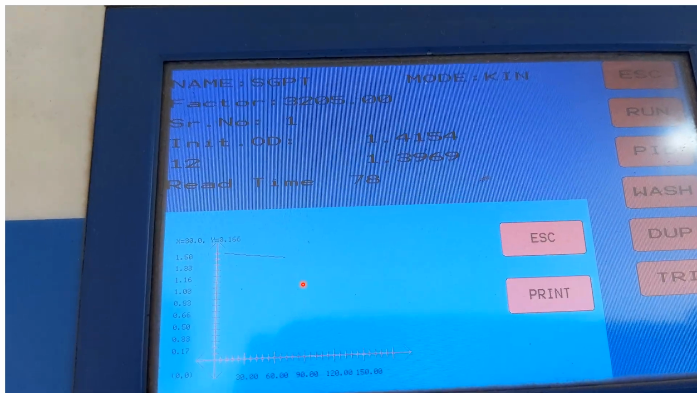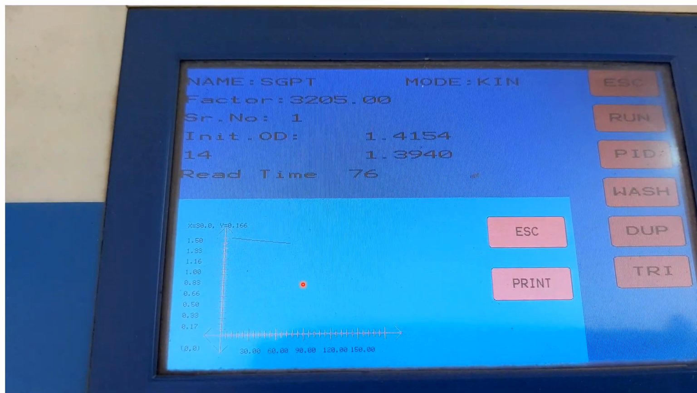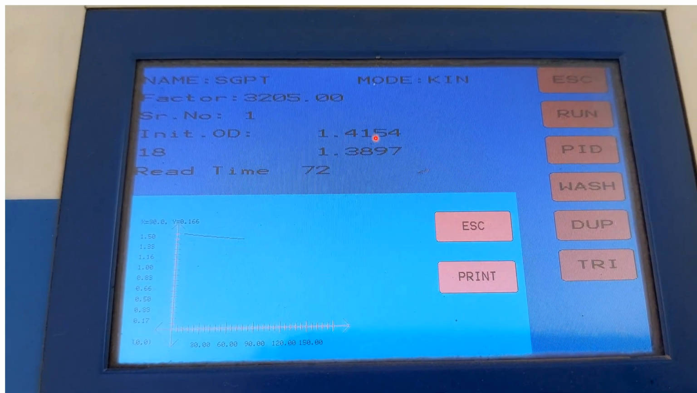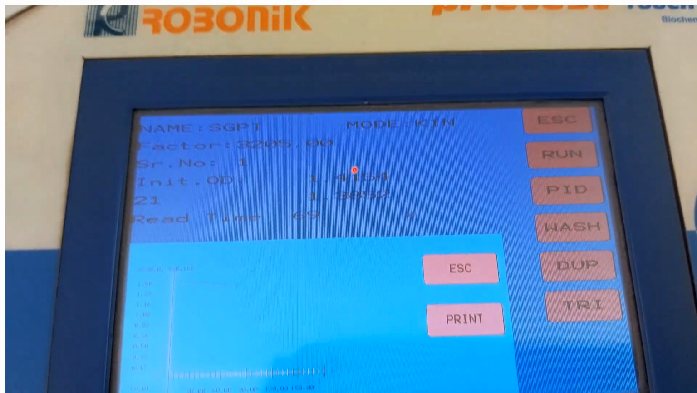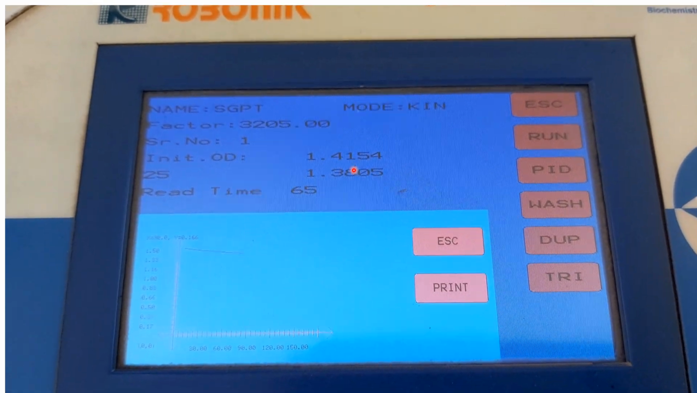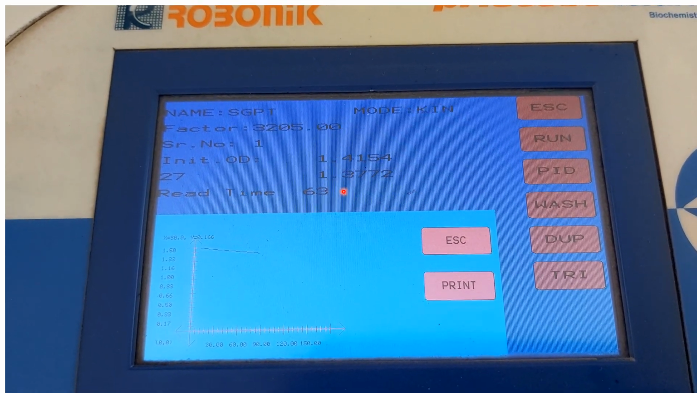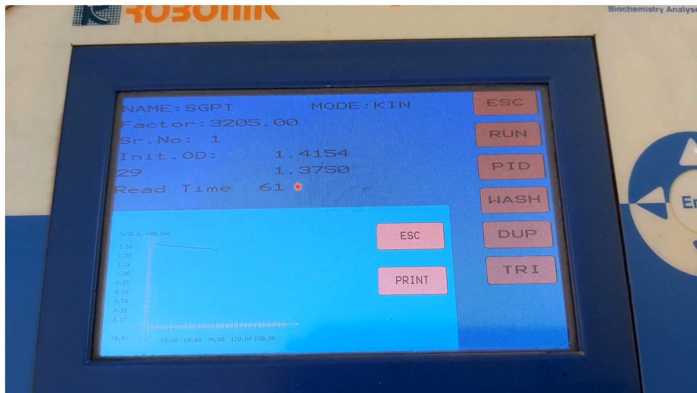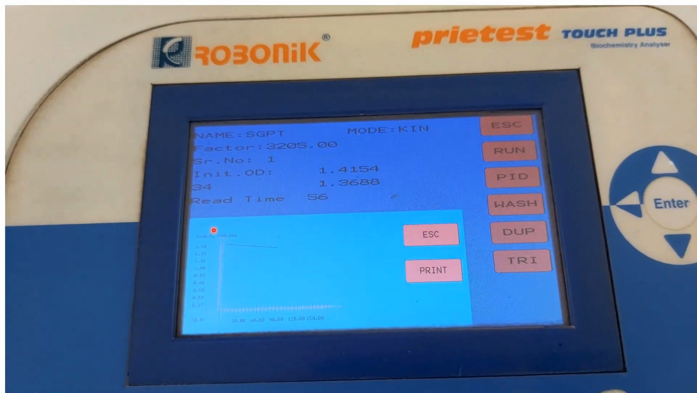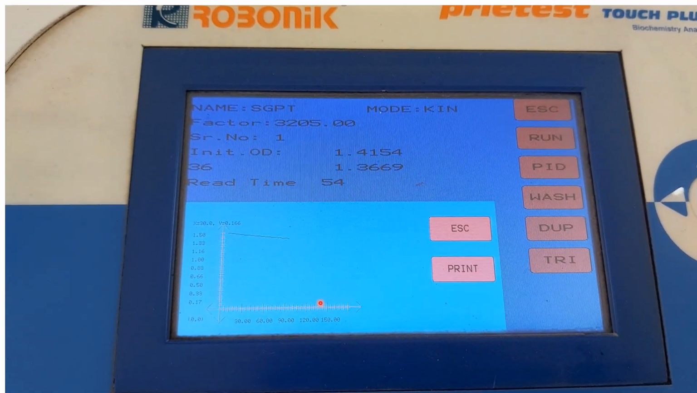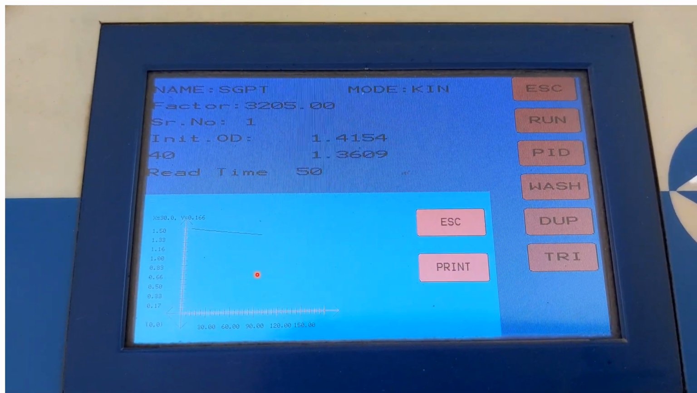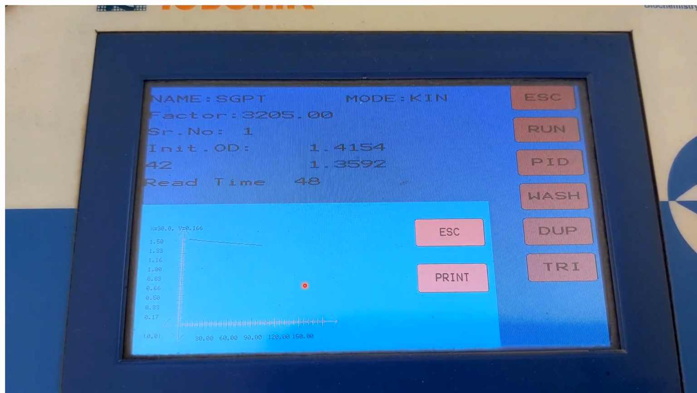So you can see that the graph is proceeding, and you can also see that the absorbance is decreasing. Normally in all the tests that you have done, you see that gradually the absorbance is increasing, but here something new is happening, that is the absorbance is decreasing, which means the substrate is forming the product.